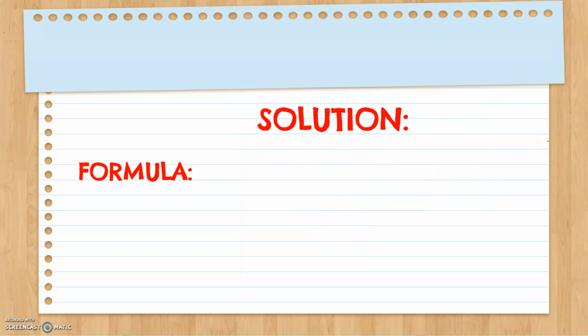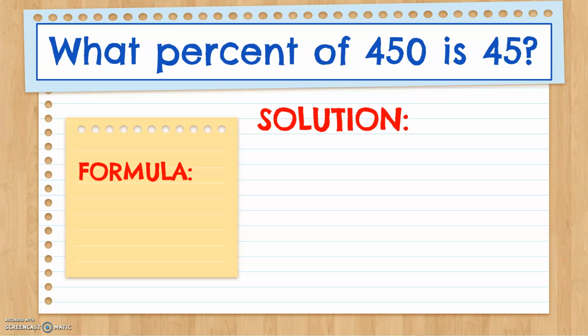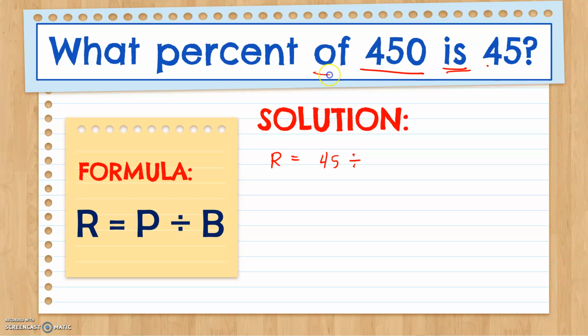Let's try another one. What percent of 450 is 45? Again, this is the formula that we will use. Rate is equal to percentage. In this case, the percentage is 45 because of the keyword is, divided by the base, which in this case is 450 because of the keyword of. So let's divide 45 and 450.